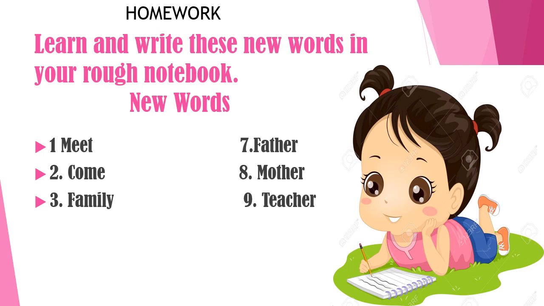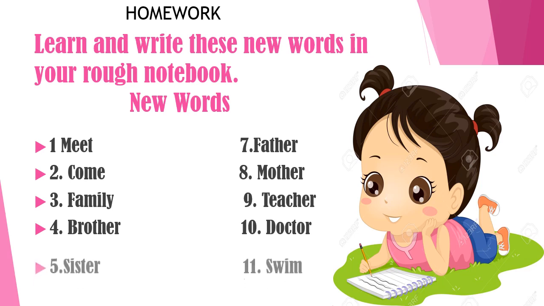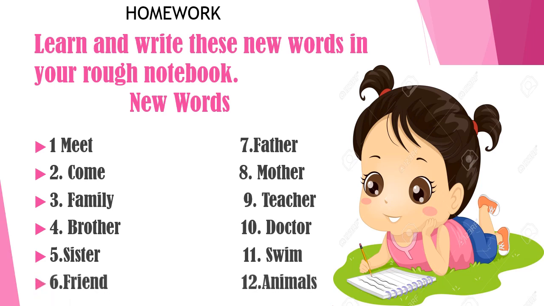Number 4 is brother. B-R-O-T-H-E-R, brother. Number 5 is sister. S-I-S-T-E-R, sister. Number 6 is friend. F-R-I-E-N-D, friend. Friend means dost.